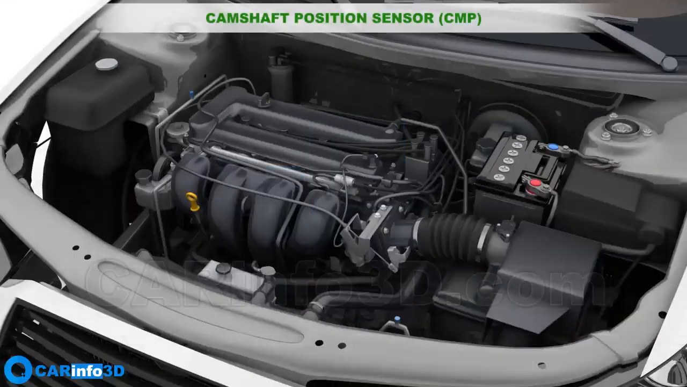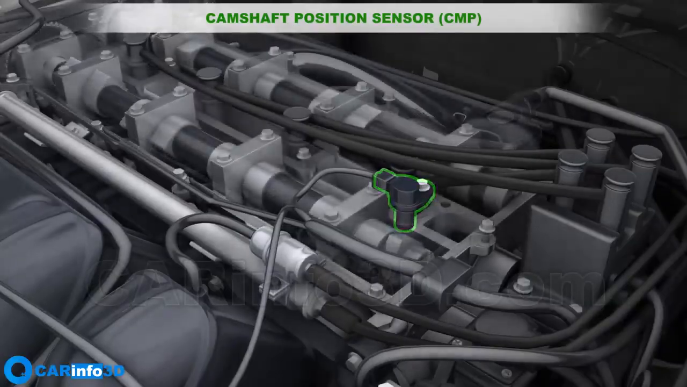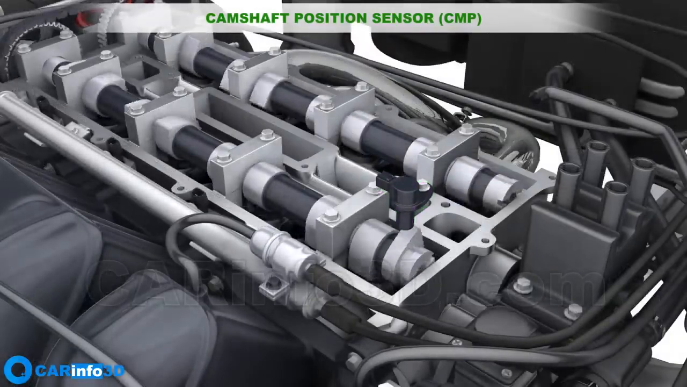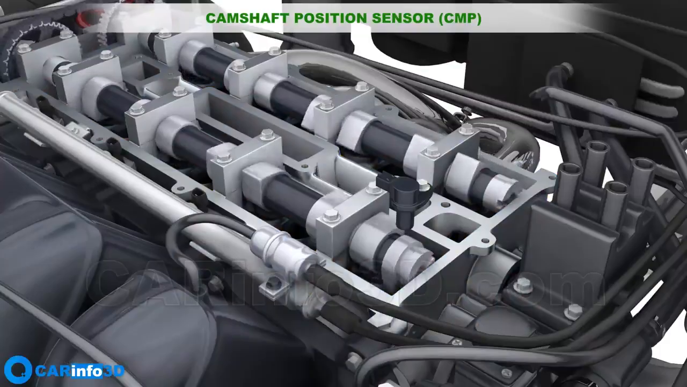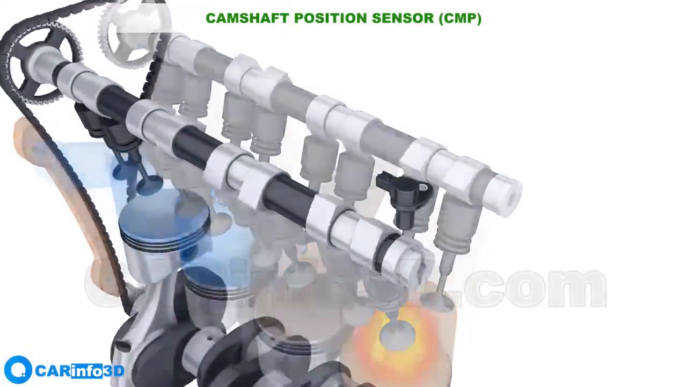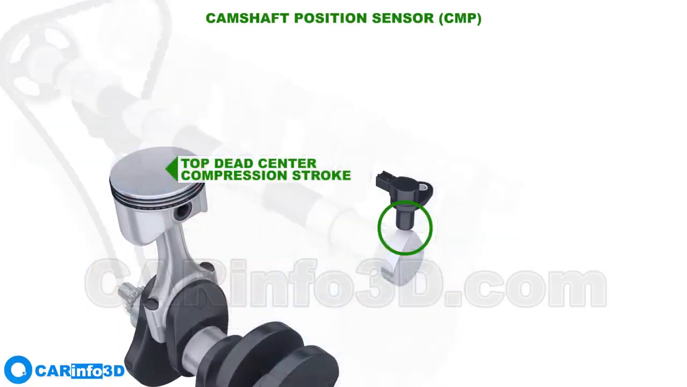Let's move on to the next sensor, the camshaft position sensor. In most cars, it is located near the camshaft and the cylinder head. The camshaft position sensor determines the position of the camshaft. In the most basic systems, the sensor indicates the location that corresponds to the piston's top dead center in the first cylinder during compression.